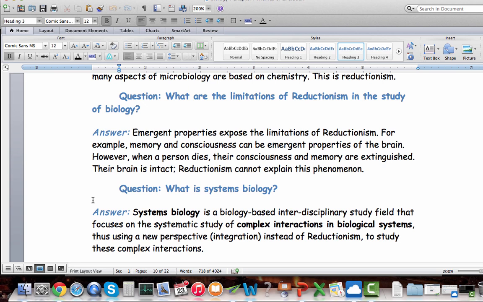Question. What are the limitations of reductionism in the study of biology? Answer. Emergent properties expose the limitations of reductionism. For example, memory and consciousness can be emergent properties of the brain. However, when a person dies, their consciousness and memory are extinguished. Their brain is intact. Reductionism cannot explain this phenomenon. Therefore, reductionism is limited in the study of biology.